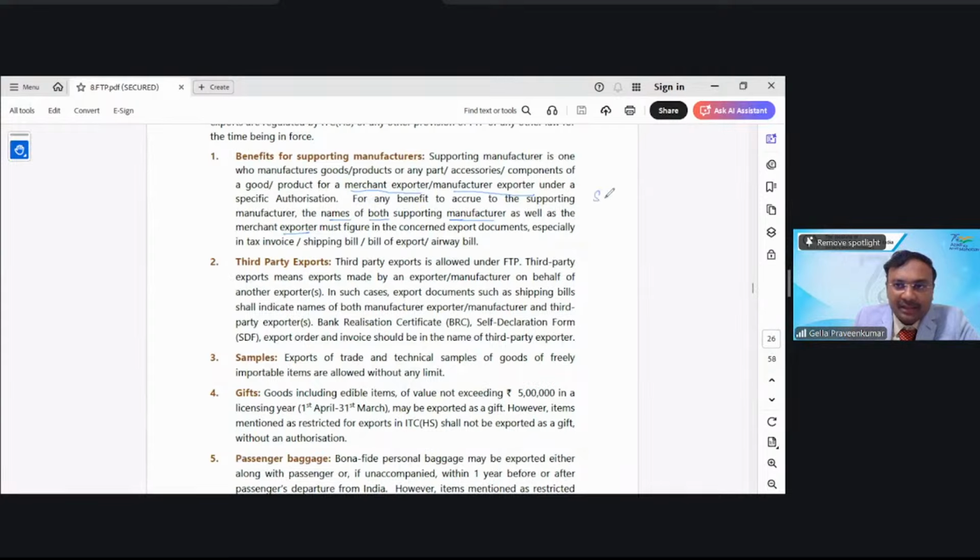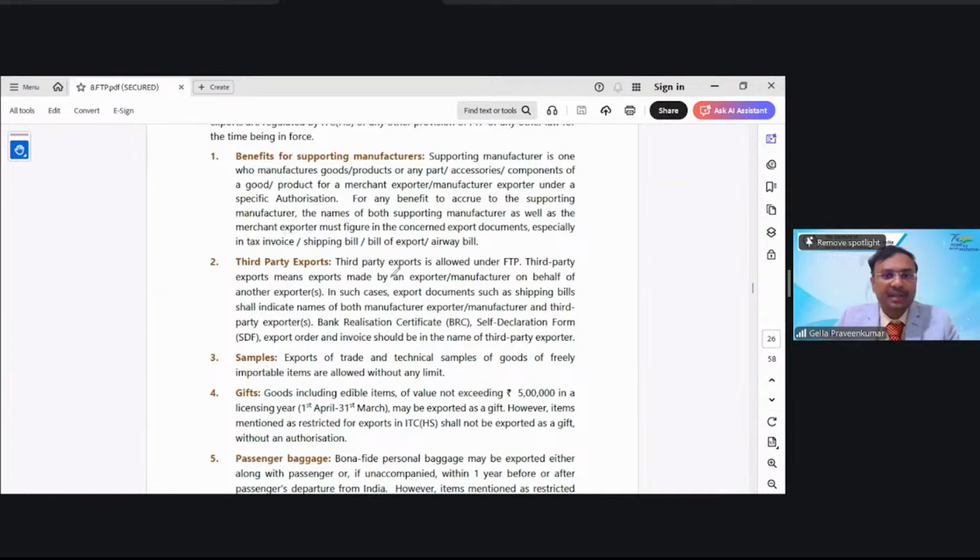Like the example I was talking about, Swami and say Ayush. Ayush happens to be a merchant exporter. Swami happens to be a supporting manufacturer. Both their names will appear in the shipping bill, as well as must figure in the concerned export documents, especially tax invoice, shipping bill, bill of export, airway bill, etc. Why? Because if there is any authorization, the benefit of that authorization should be given to both Swami and Ayush. This is how benefits accrue where there is an export obligation by merchant and supporting manufacturer.